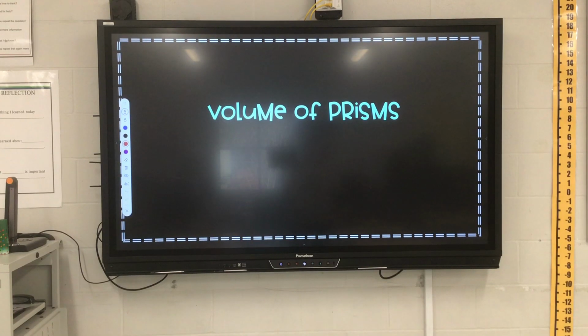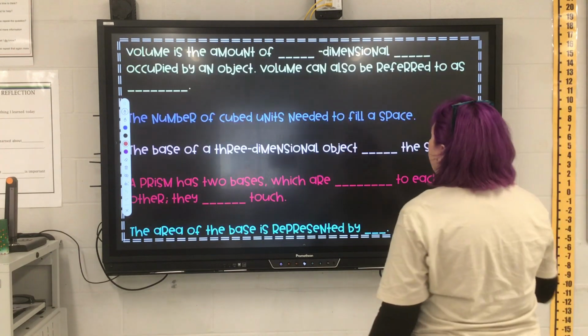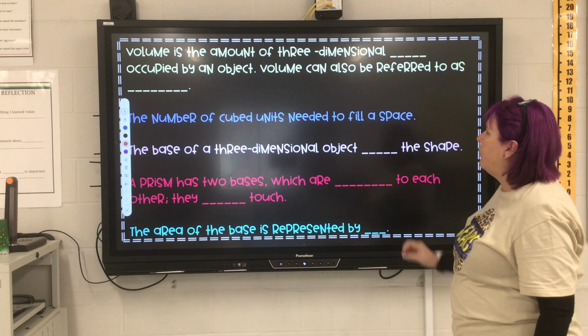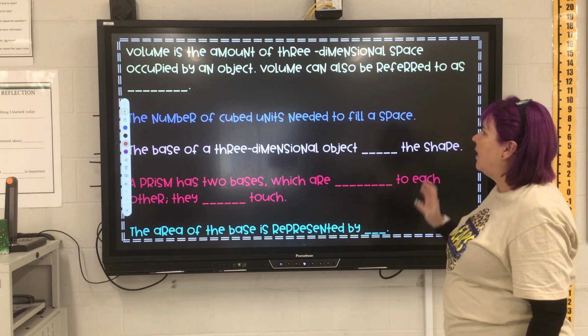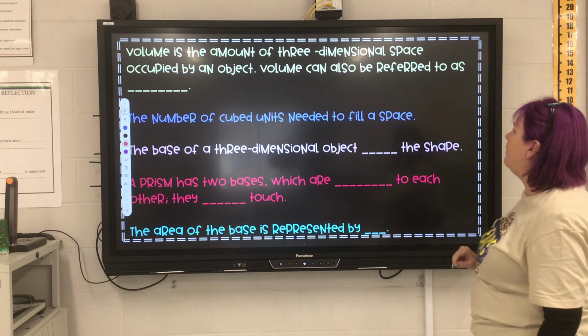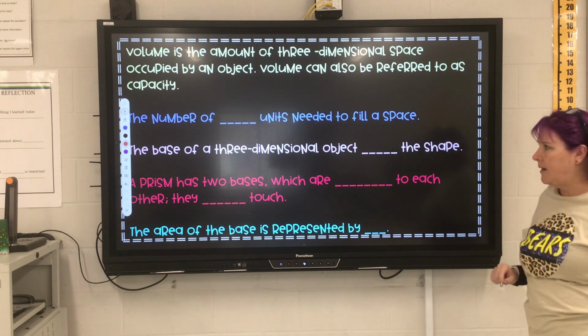Okay, today we are doing volume of prisms. Okay, some of the definitions, some of the information. Volume is the amount of three-dimensional space occupied by an object. Volume can also be referred to as capacity.